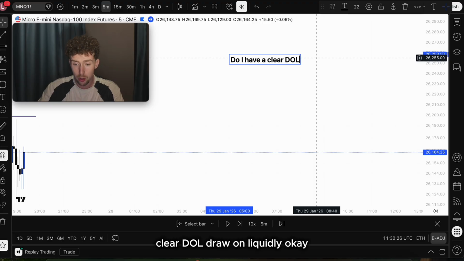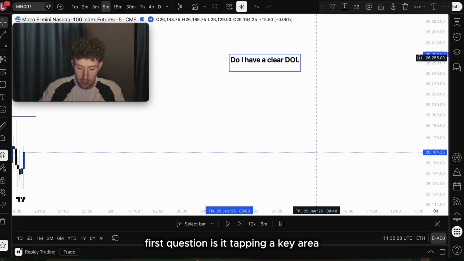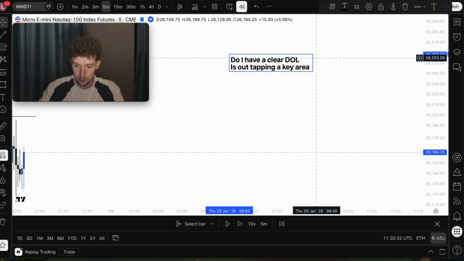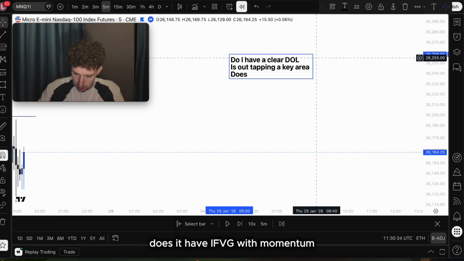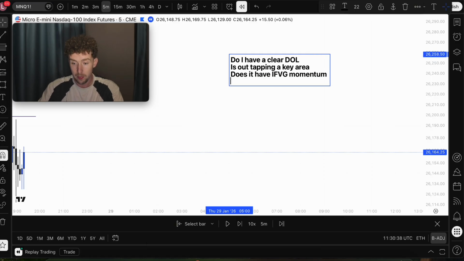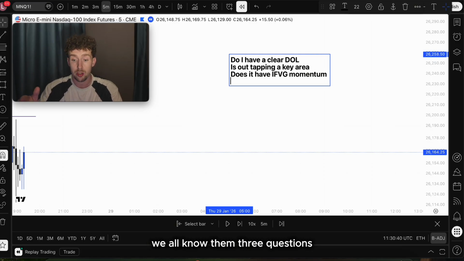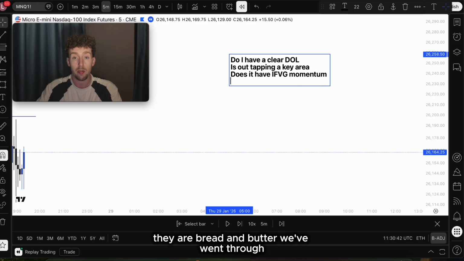Clear DOL, draw on liquidity, okay? First question, is it tapping a key area? Does it have IVG with momentum? We all know them 3 questions. They are bread and butter we've went through. If you don't know that, we have a serious issue, okay?